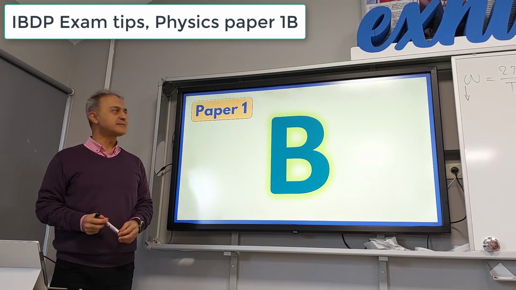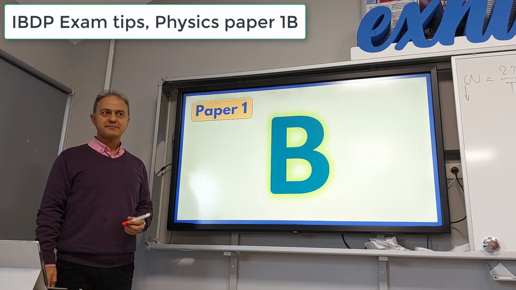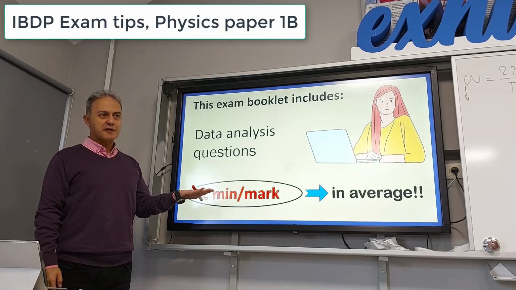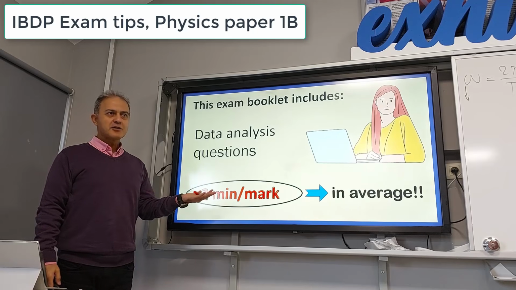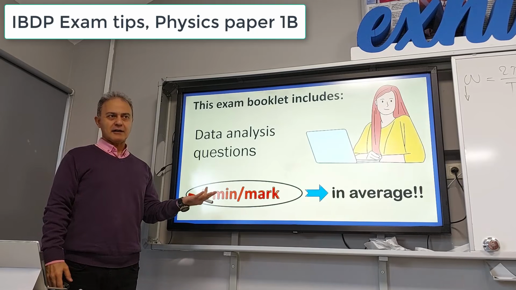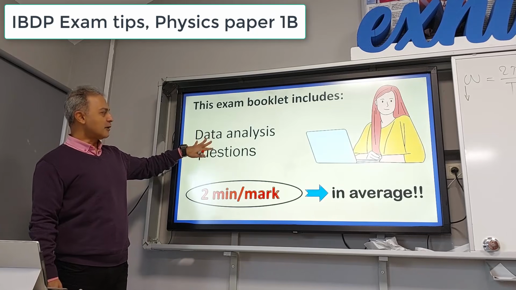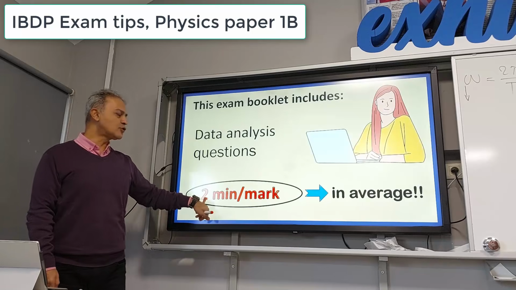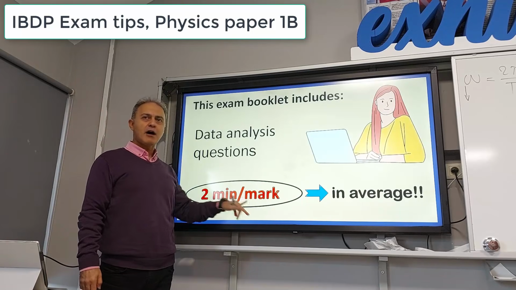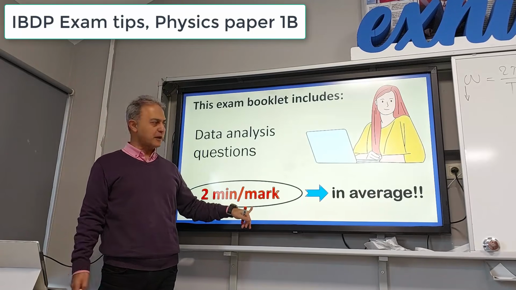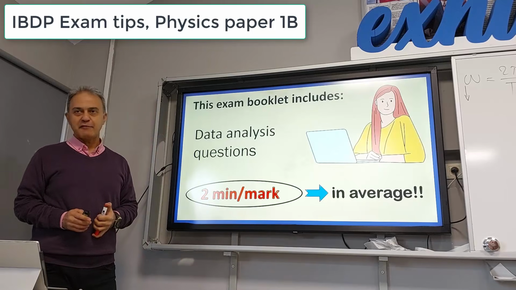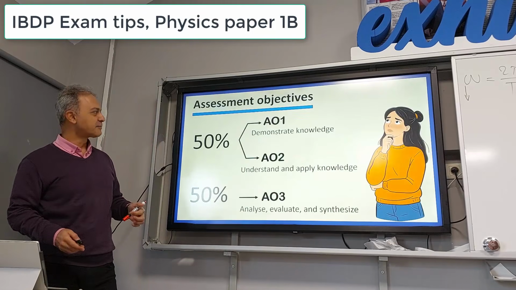Let's go to paper 1B. Paper 1B has a different nature. It is short answer somehow, but analytical. The ones that you need some data analysis. Again, two minutes per mark, because there is no option, two minutes per mark, and on average, hopefully.